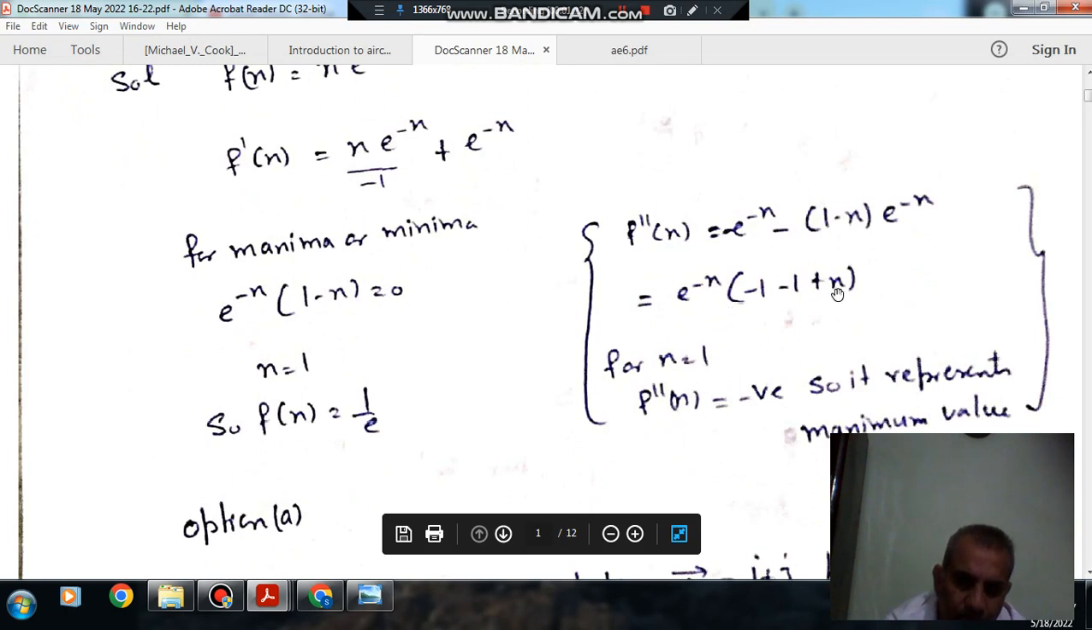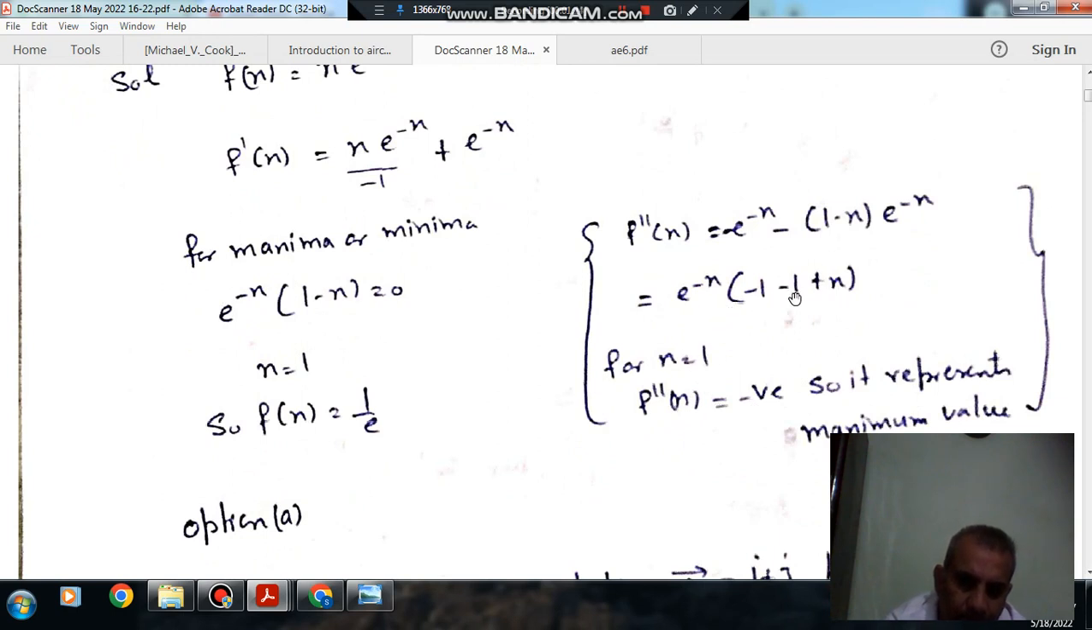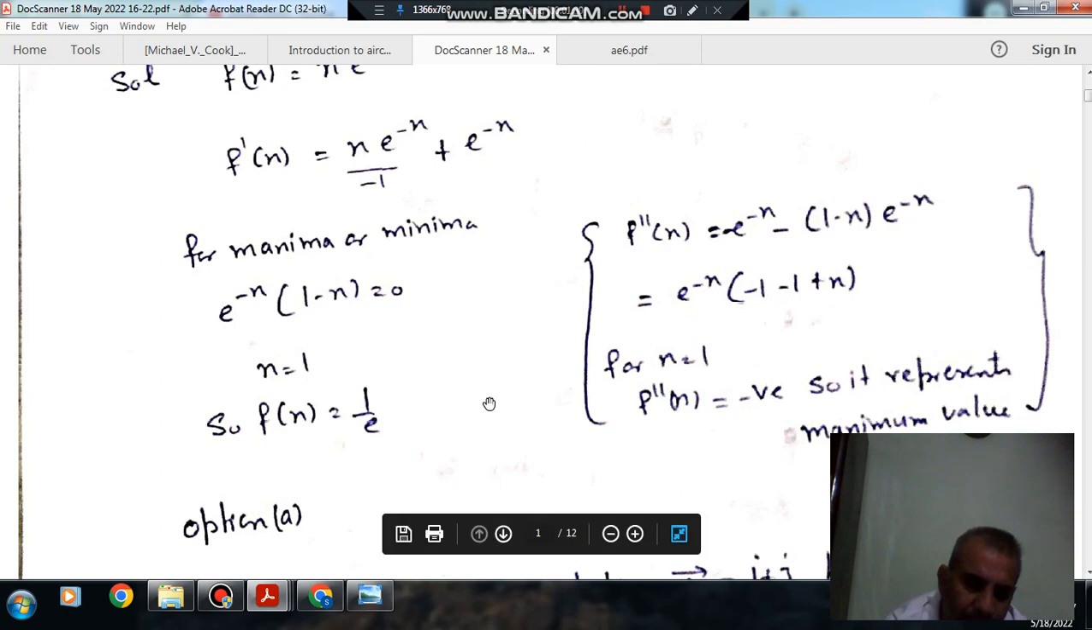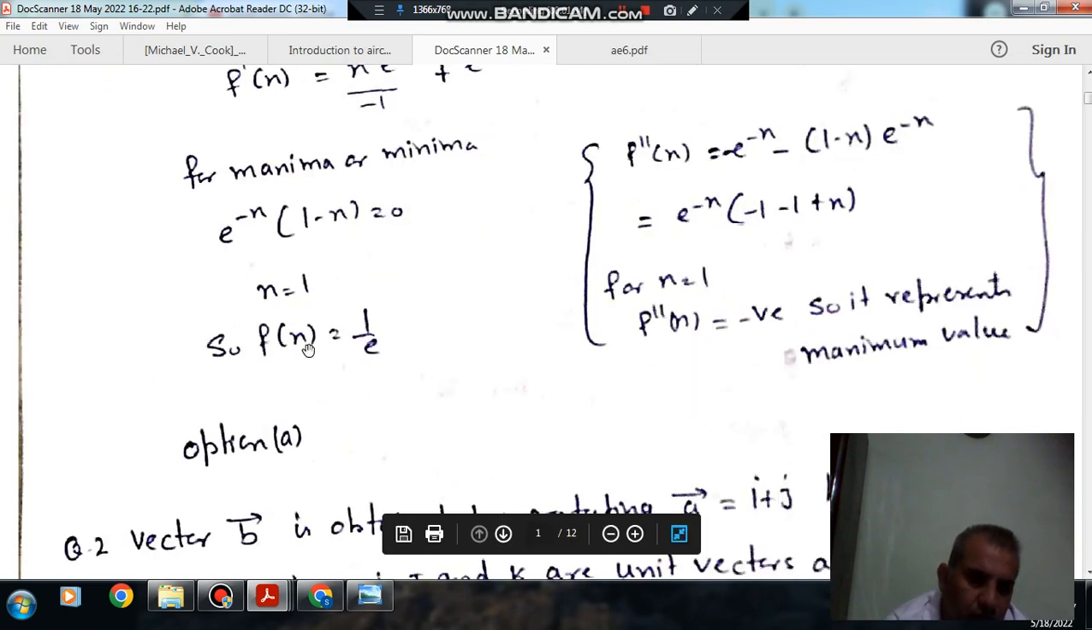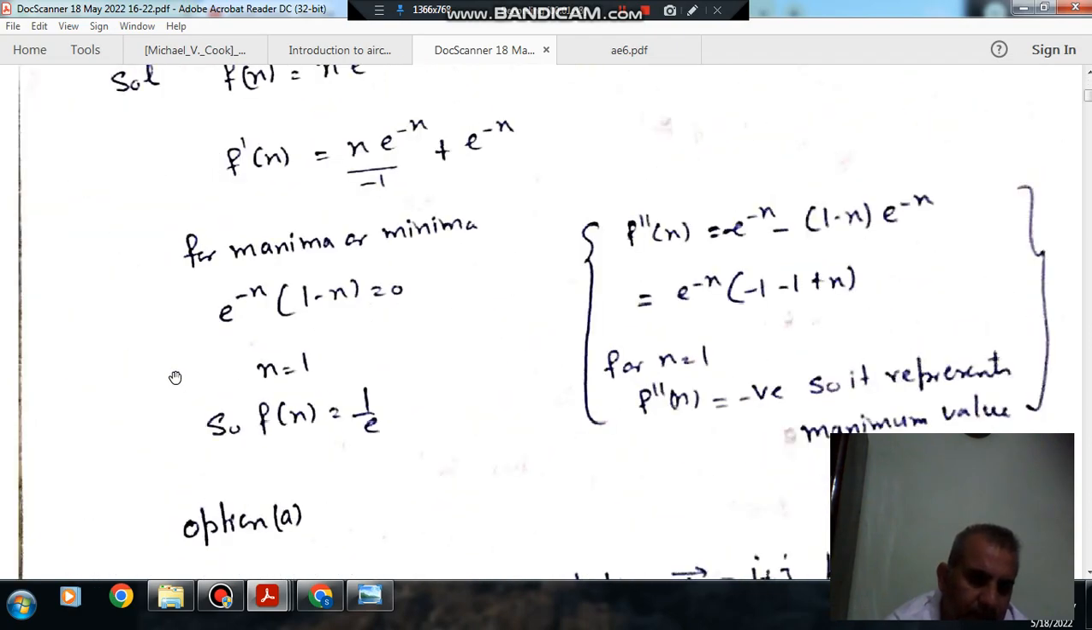We put x equal to 1, then it will be minus 1 minus x minus x, it will be negative. So if it is negative, then it will be a maximum value. Okay, so the answer is 1/e. Option A is the right answer.